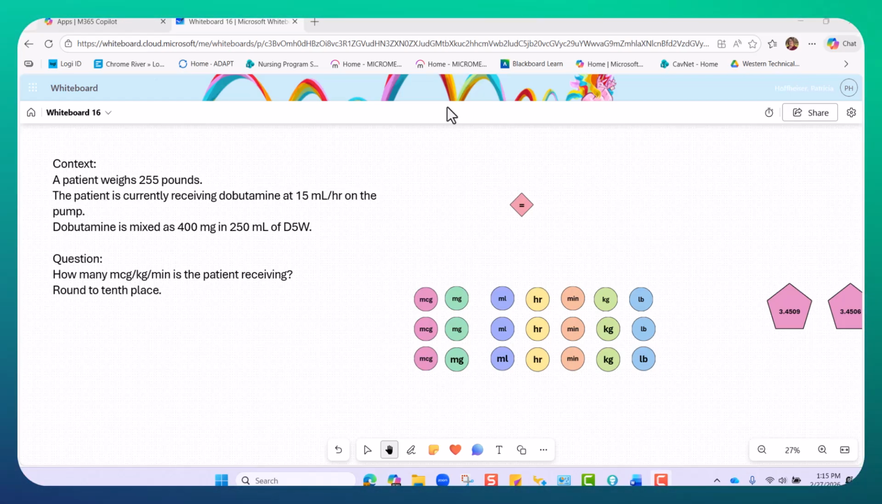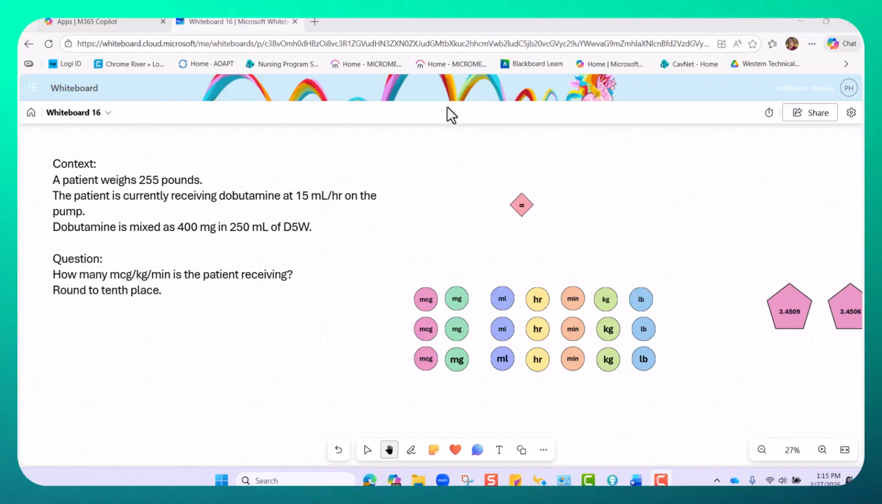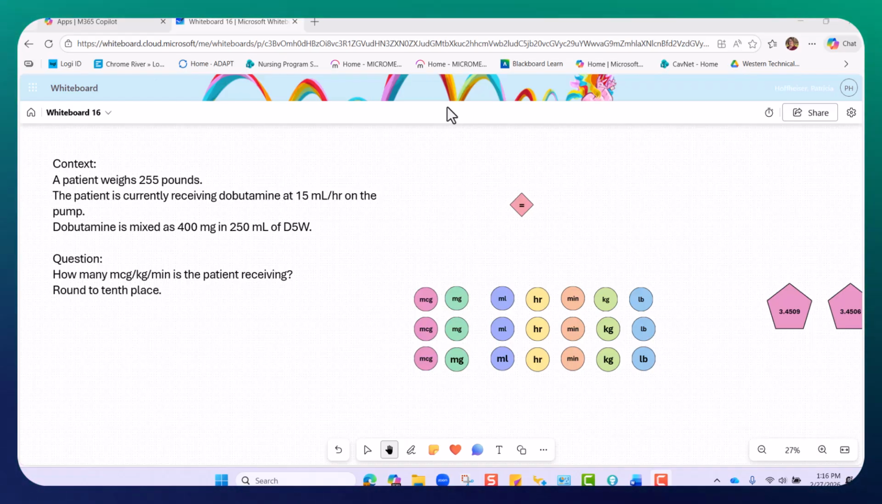Hi Sean, it's Pat Hoffheiser, and I'm going to demonstrate how we set up and solve dimensional analysis dosage calculation problems in nursing. I selected probably the most complex problem a student will face in nursing school, just so that you can see the length and breadth of it and how big the problems can get.